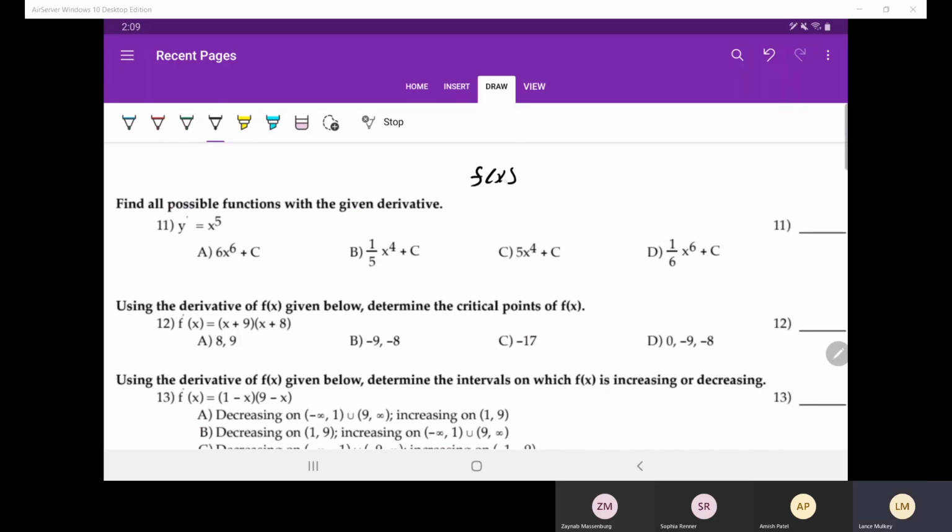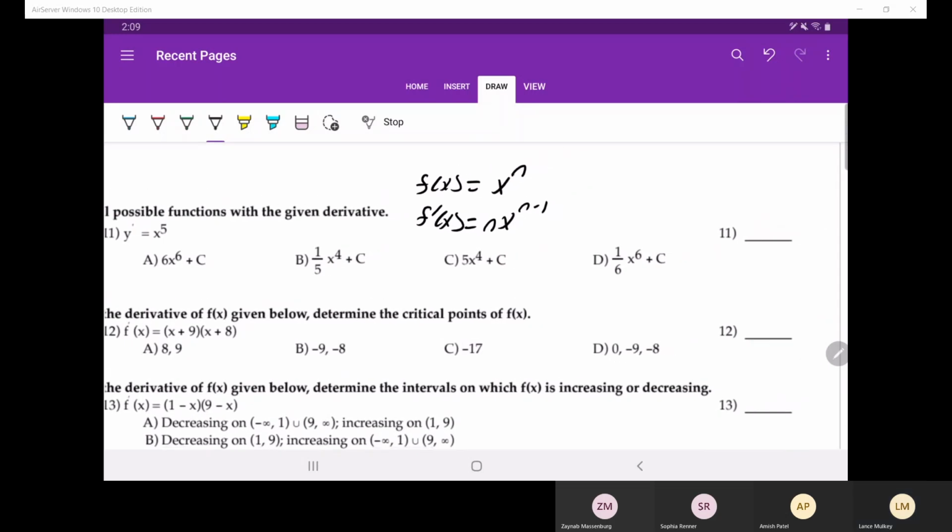if f of x equals x to the n, f prime of x equals n x to the n minus 1. So what we're trying to do is undo this. So if f prime of x equals x to the n, f of x equals, instead of multiplying by n, we're going to do 1 over n plus 1 times x to the n plus 1. Y'all following along?